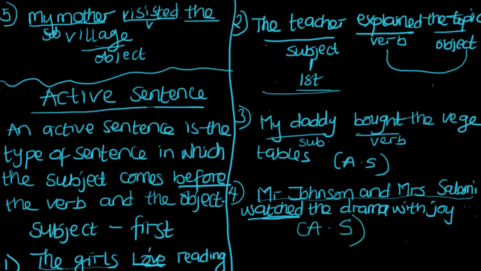What other examples of active sentences do you have? You could write that out in your notes or in a paper. Let's see if you understand what we did. So basically, an active sentence is a sentence in which the subject comes before the verb and the object. And truly, many of the sentences we make in our day-to-day conversation are active sentences.